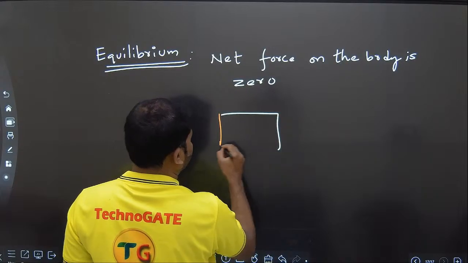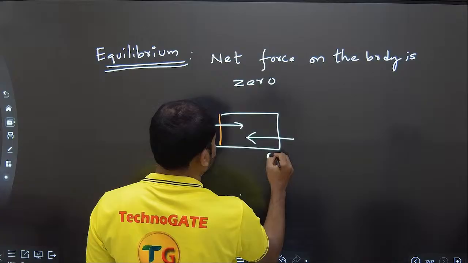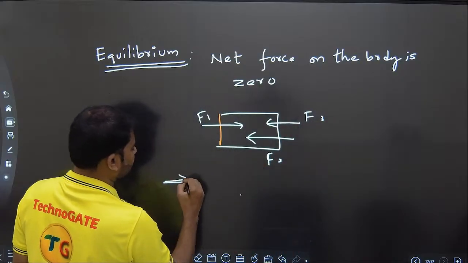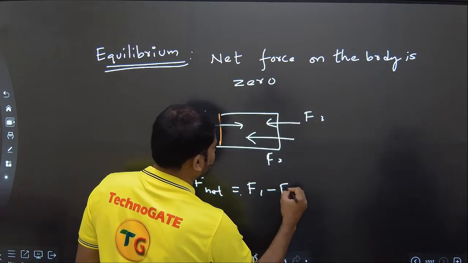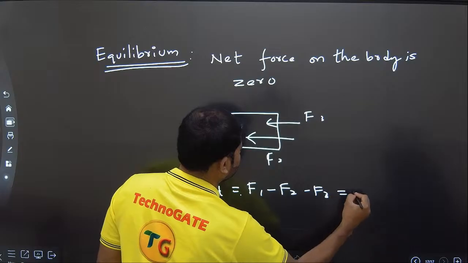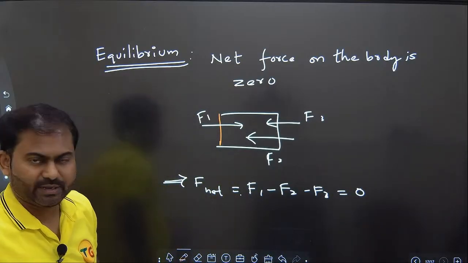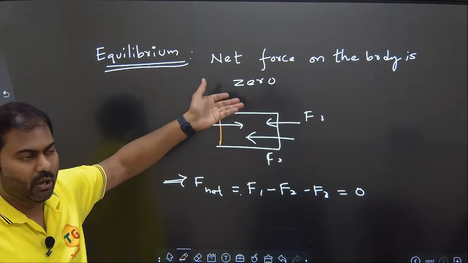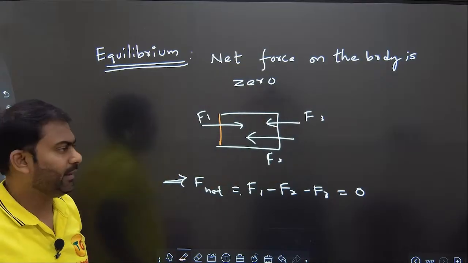Okay? Now suppose multiple forces are acting on the body: there is F1, there is F2, there is F3. If you do the vector sum, F net would be F1 minus F2 minus F3 here. They all should sum up to zero. So this is the condition of equilibrium. Simply remember the net force on the body should be equal to zero. Whatever forces are acting on the right side should be cancelling out on the left side.